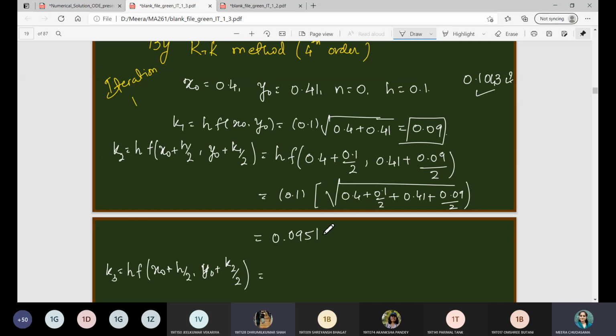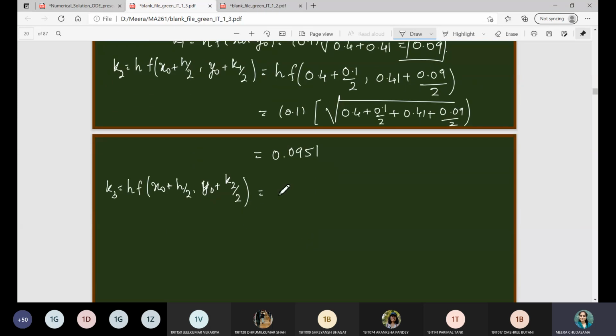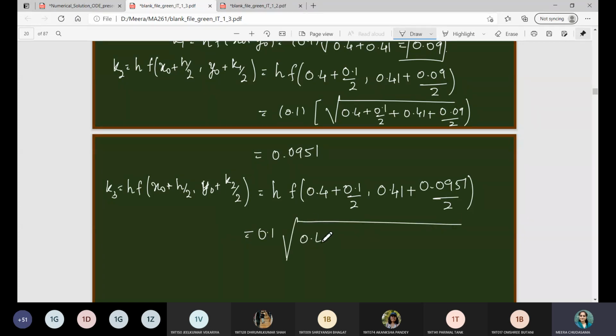0.09513. Yes, that is the correct one. We will go up to 4 decimal places only, rounding off, so I will just write 0.0951. Then in this one, h, f, 0.4 plus 0.1 by 2, comma 0.41 plus last iterated value 0.0951 divided by 2. So this is nothing but 0.1 into square root of 0.4 plus 0.1 by 2 plus 0.41 plus 0.0951 by 2.